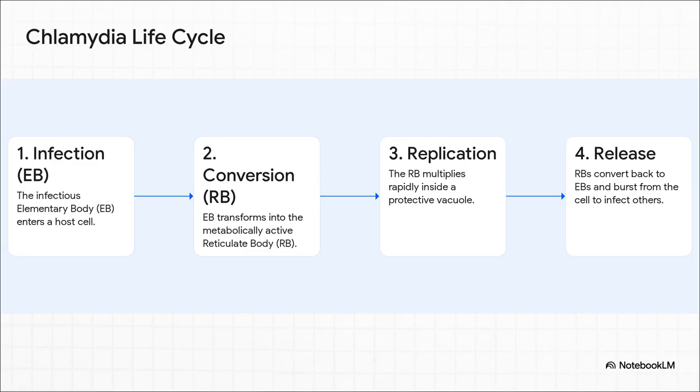This is the replicating factory. The RB makes tons of copies of itself inside a little protective bubble. Then, those copies change back into the tough little EBs, and the host cell bursts open, releasing a whole new army to go infect more cells. And this whole incredible process happens completely hidden from our immune system.